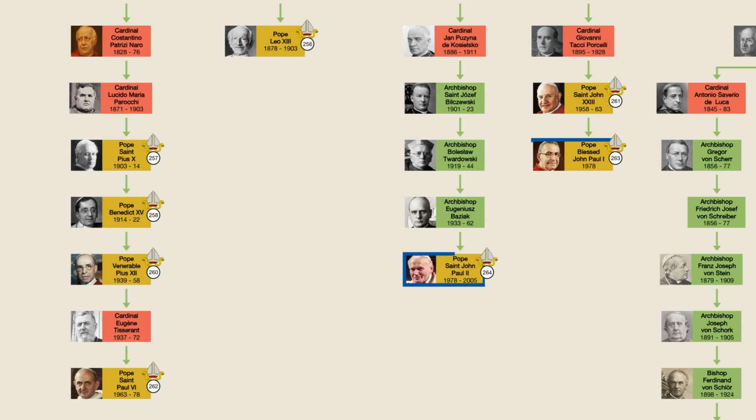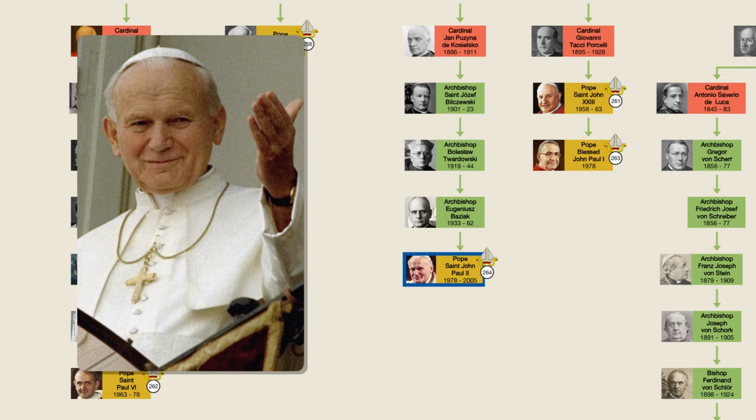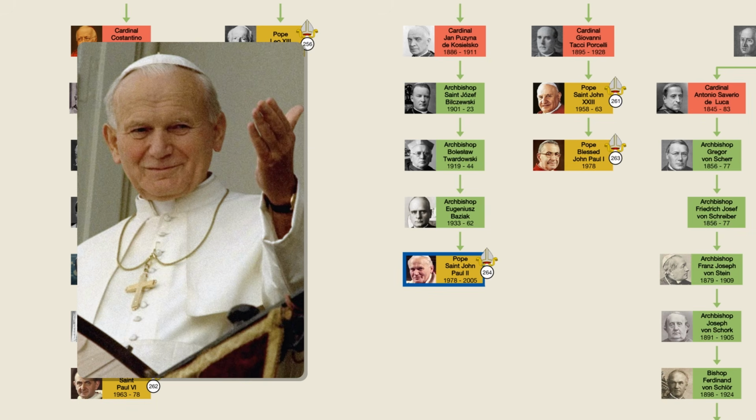John Paul I was followed by John Paul II, who most of you probably remember well, even if you're not Catholic. He was the first non-Italian pope in over 450 years, and he ended up serving for 26 years, which is second only to Pius IX, who I mentioned earlier.